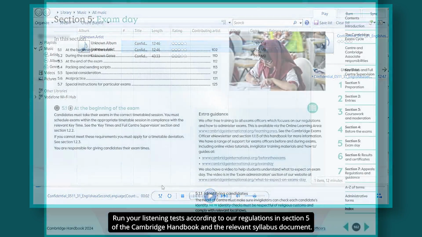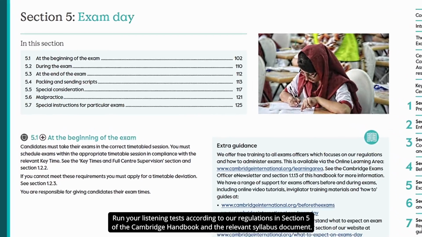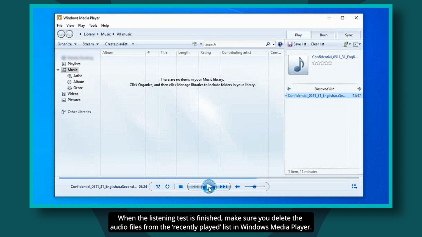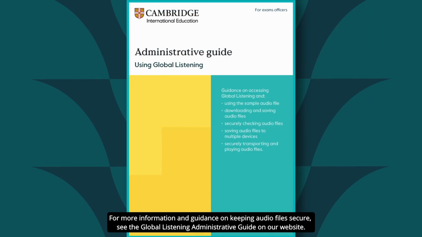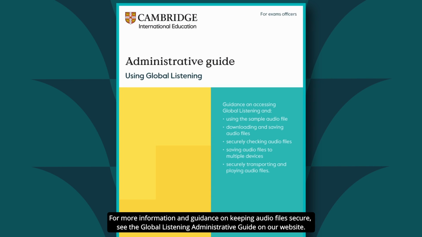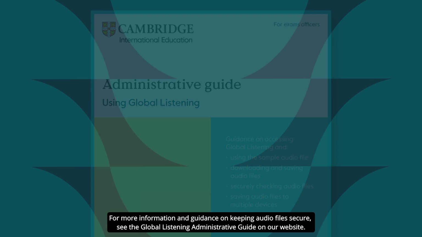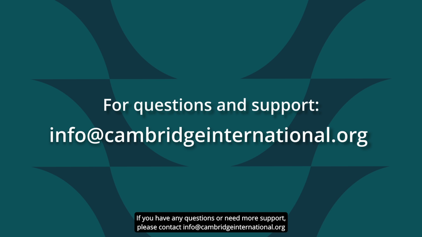Run your listening tests according to our regulations in Section 5 of the Cambridge Handbook and the relevant syllabus document. When the listening test is finished, make sure you delete the audio files from the Recently Played list in Windows Media Player. For more information and guidance on keeping audio files secure, see the Global Listening Administrative Guide on our website. If you have any questions or need more support, please contact info@cambridgeinternational.org.